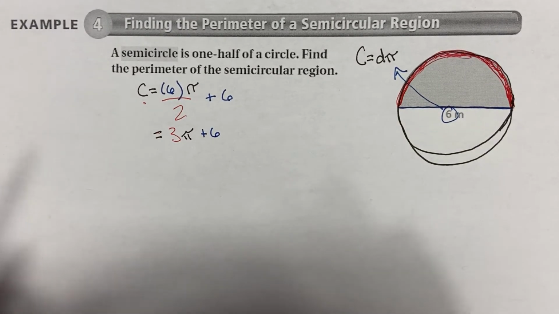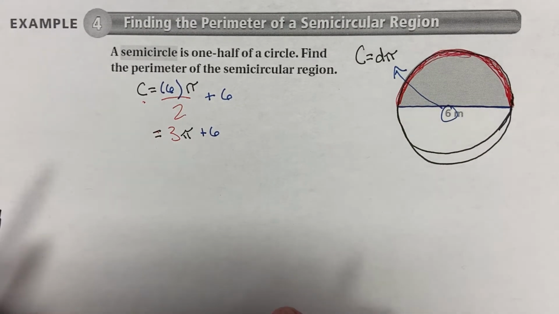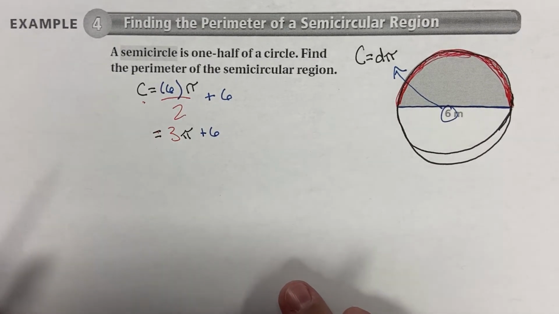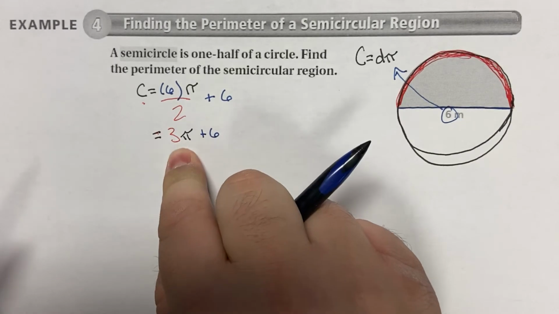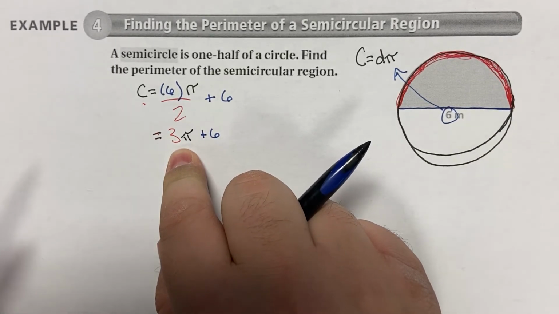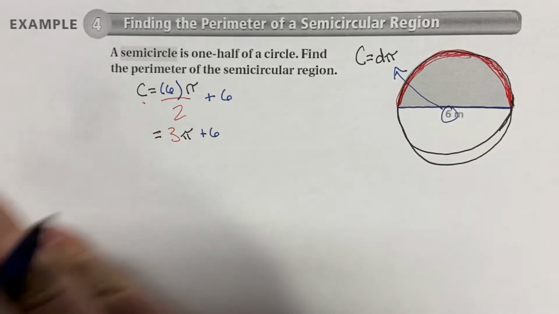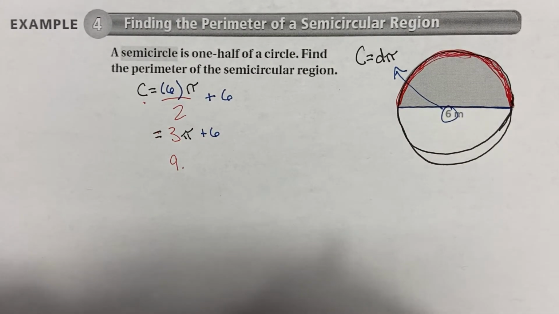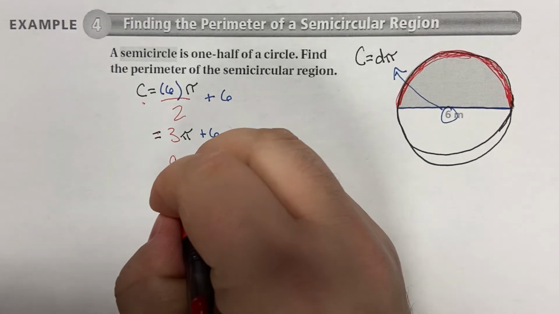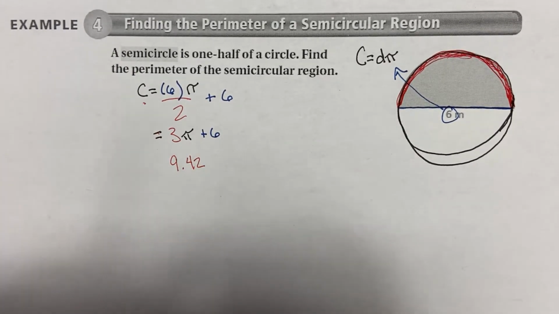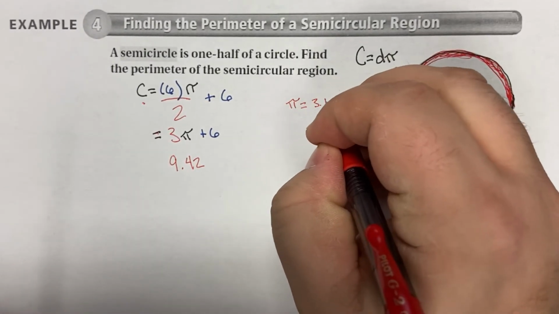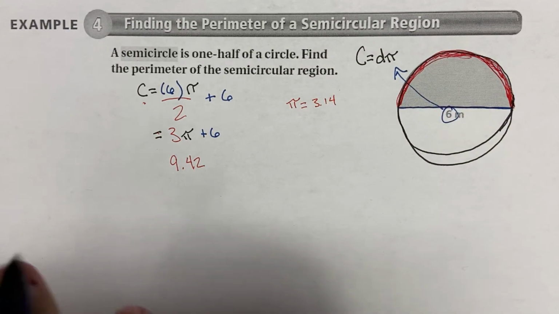Now here, there's not much more we can do except substitute in. So if we take 3.14, and we multiply that by 3, then we're going to get 9 point, and then 14 times 3, 28, 42. So here, all I did was take the idea that pi equals 3.14. And I'm going to explain that again here in a second.